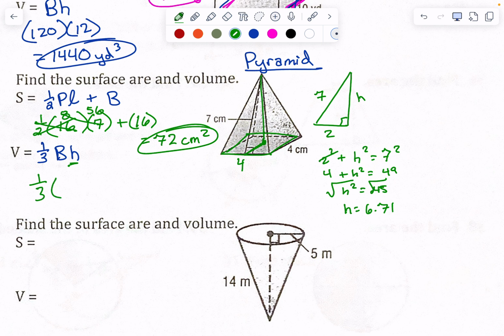So 1/3, capital B. What was capital B again? 16. How do you find the height down the center? So we made this into a triangle right here. You see that? This is 7. This little bit is 2 because it's only halfway. It's only to the middle, right? So we did the Pythagorean theorem here to find the height. Good question.